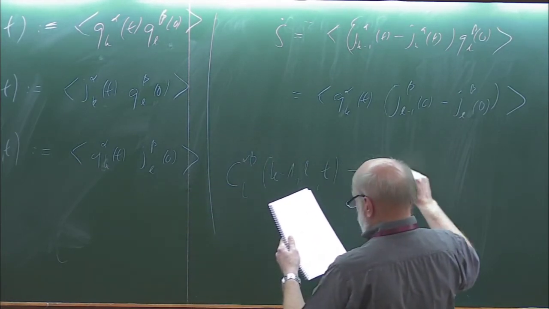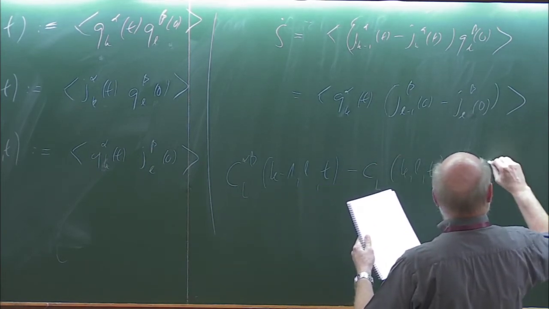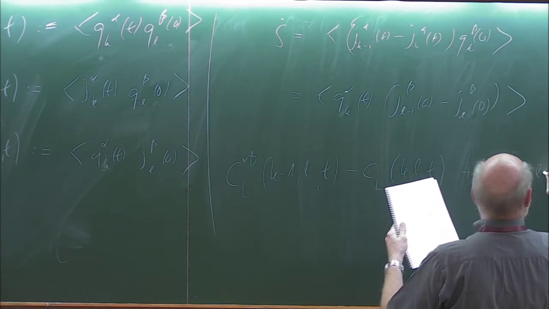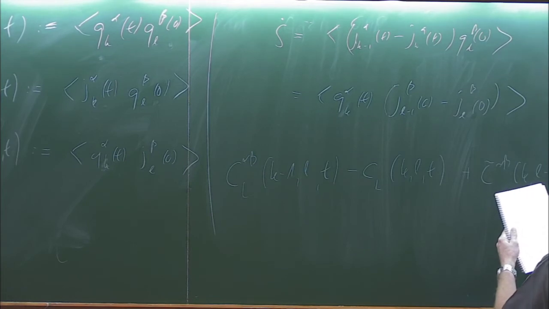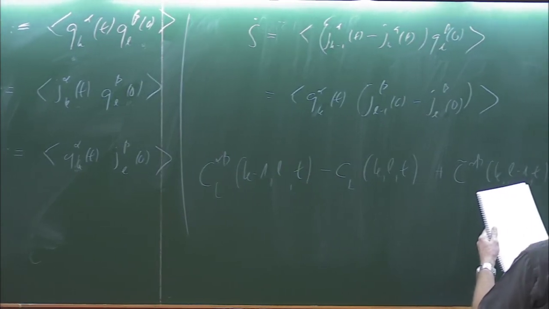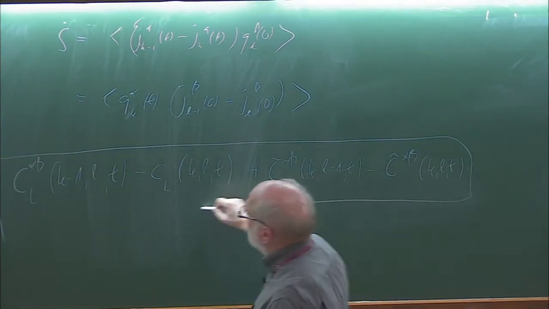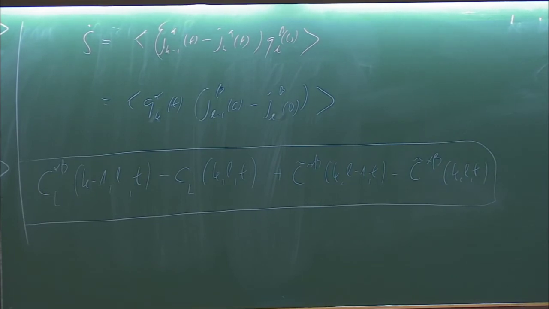Minus C_L(k,l,t) plus C tilde^{αβ}(k,l-1,t) minus C tilde^{αβ}(k,l,t), right? So this is a formula that I will use. And let me recall, there's no assumption at all, right? Just use my setting. Now, let me explore the consequences of this relation.